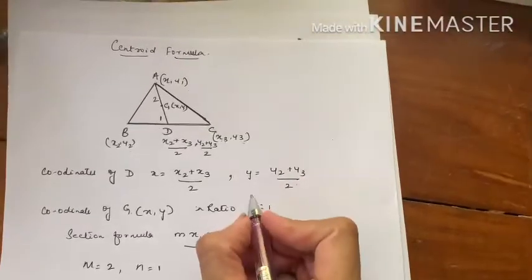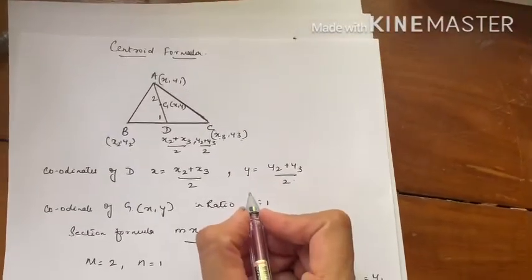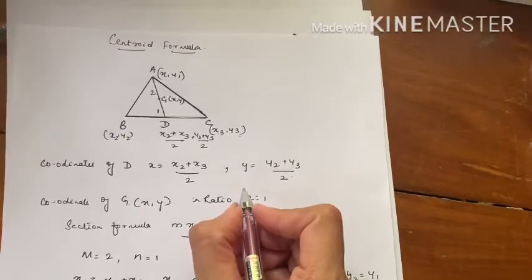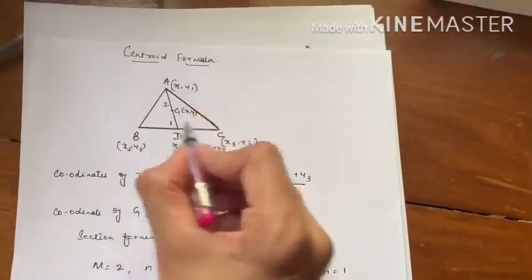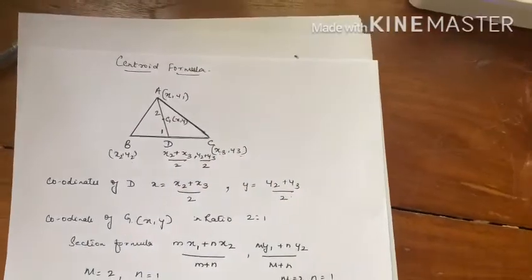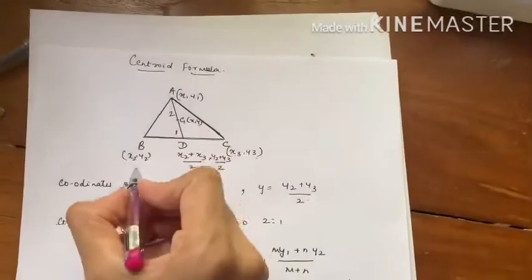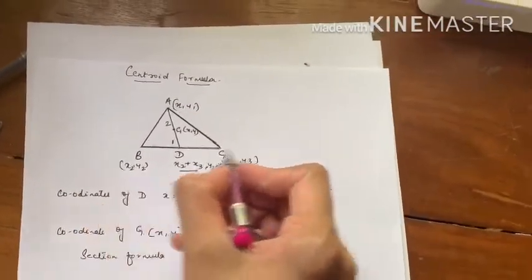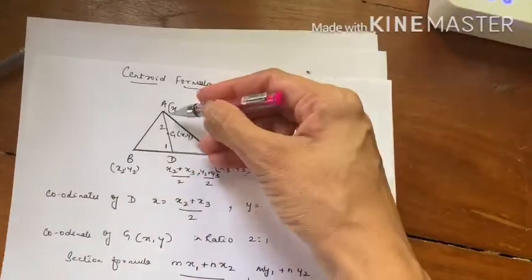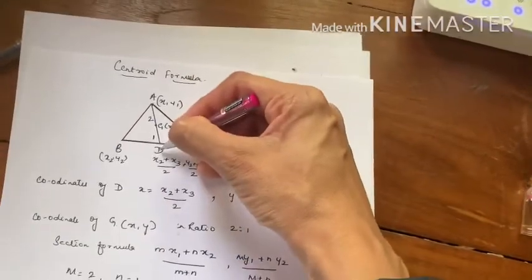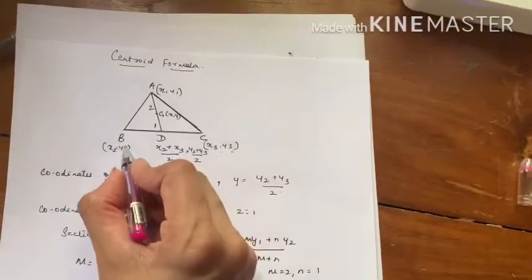Dear students, I am going to teach you the centroid formula in this video. For this, let me consider a triangle ABC having coordinates A (x1, y1), B (x2, y2), C (x3, y3), and let's draw a median AD, where D is the midpoint of BC.